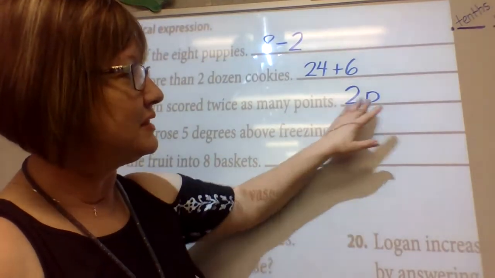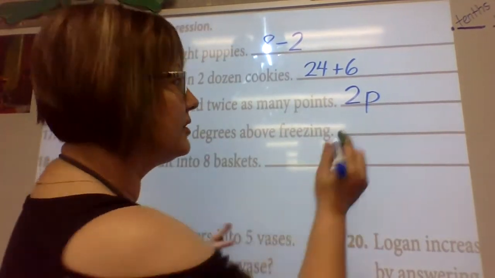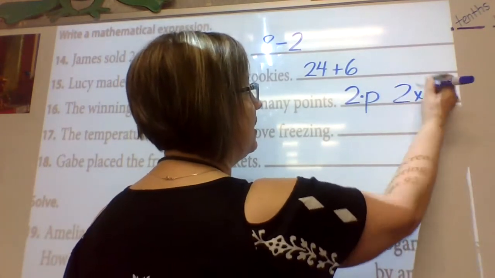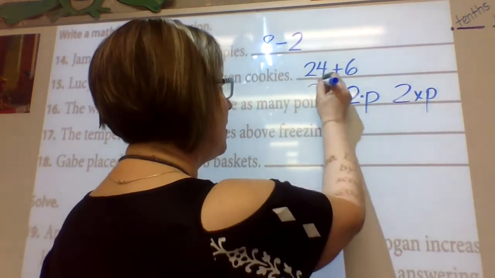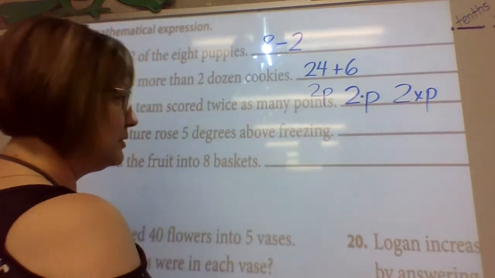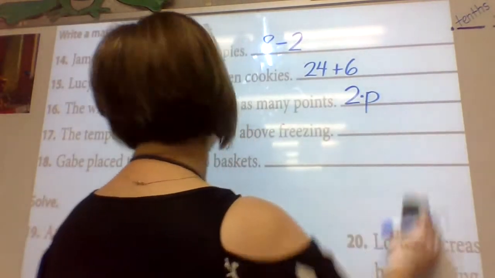2P, and when you put them next to each other, that means to multiply them. Or you could also do 2 times P. Your choice. 2P, 2 times P, or 2 dot P. That dot means multiplication. Any one of those is correct.